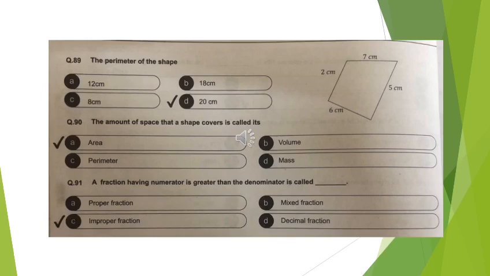Question number 88: the perimeter of the shape. Options are A, 26 centimeter; B, 20 centimeter; option C, 22 centimeter; and option D, 24 kilometer.